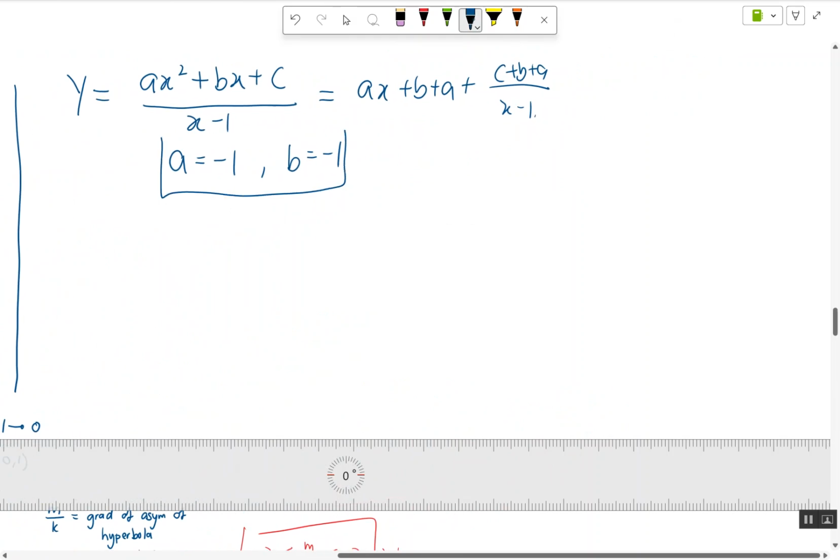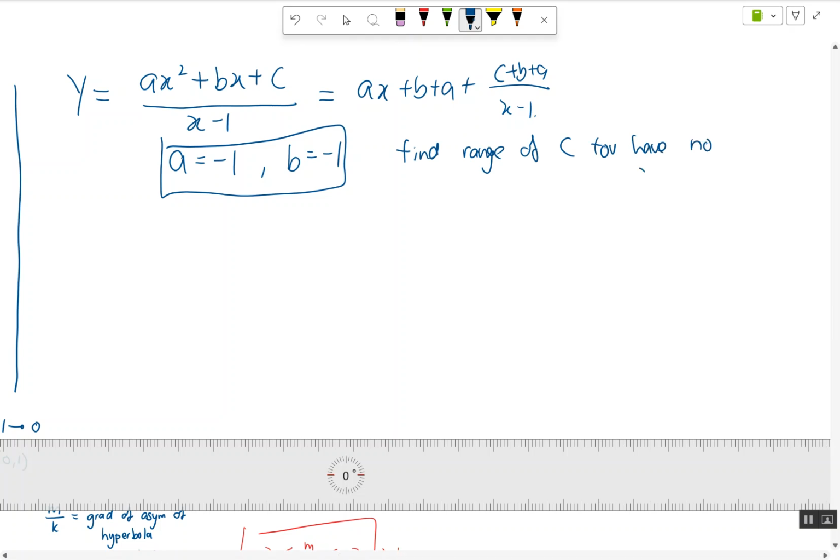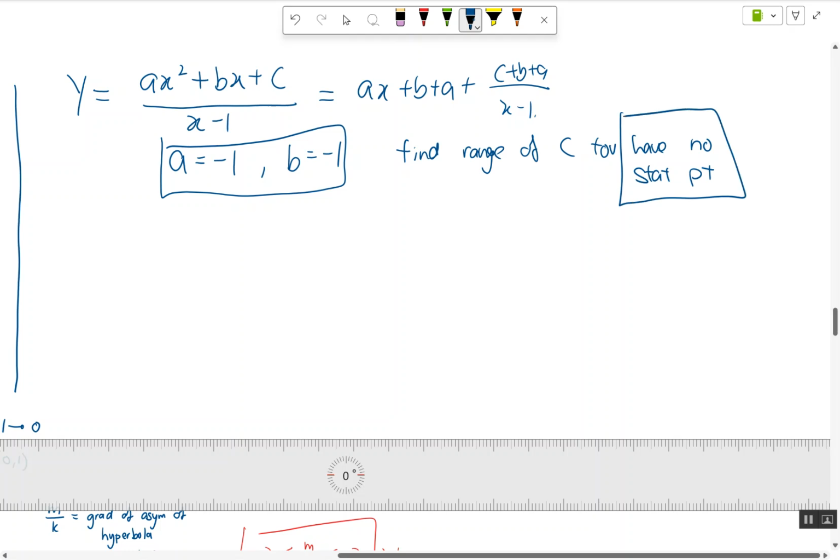For the case of this, find the range of c to have no stationary point. When you see the words no stationary point, what must come to your mind? dy/dx equals to 0 has no solution, no roots. When you see no roots, no solution, what other concept must you think of? Discriminant. You must think of discriminant.